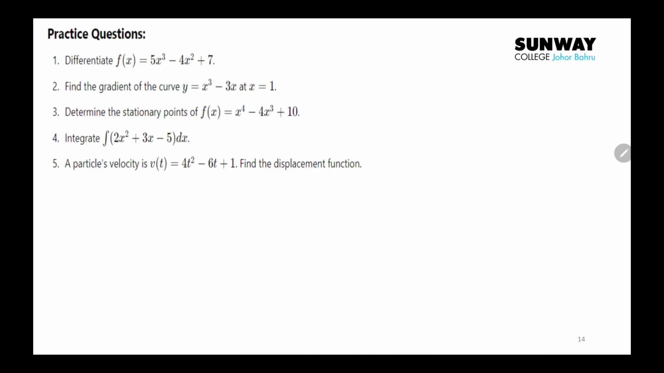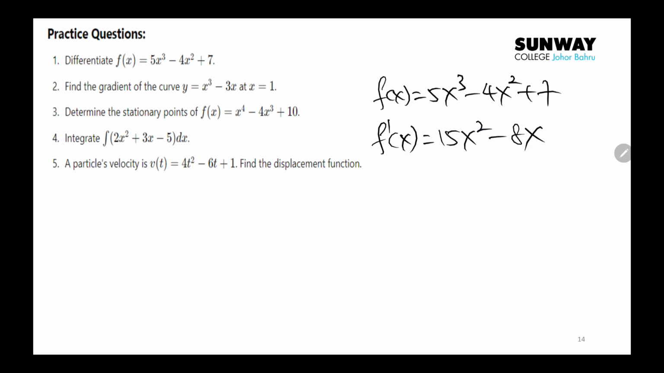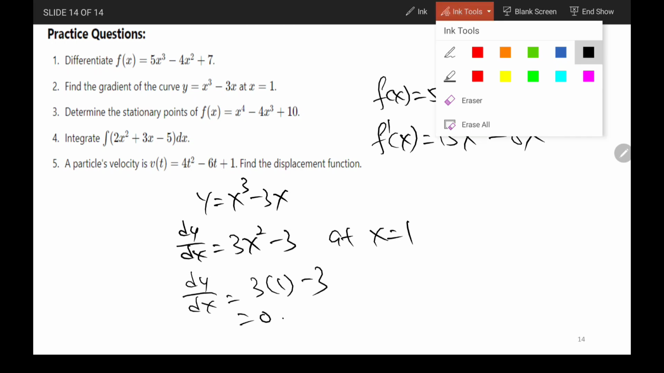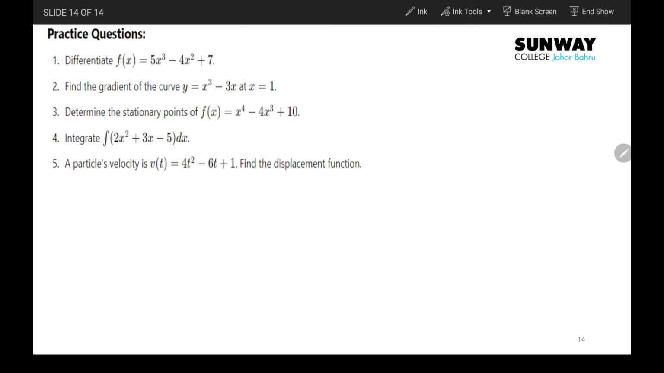Here are a couple of different practice questions. We'll show you how to do this. If f(x) equals 5x to the power of 3 minus 4x squared plus 7, f prime x is going to be 15x to the power of 2 minus 8x. Find the gradient of the curve y equals x to the power of 3 minus 3x. We would like to differentiate it, so it's 3x squared minus 3. At x equals 1, we can substitute, and we get 3 minus 3. The answer is 0. So the gradient equals 0 at that particular x coordinate.